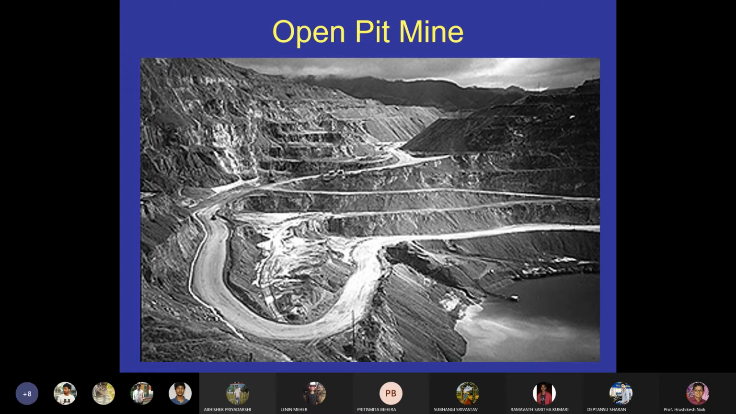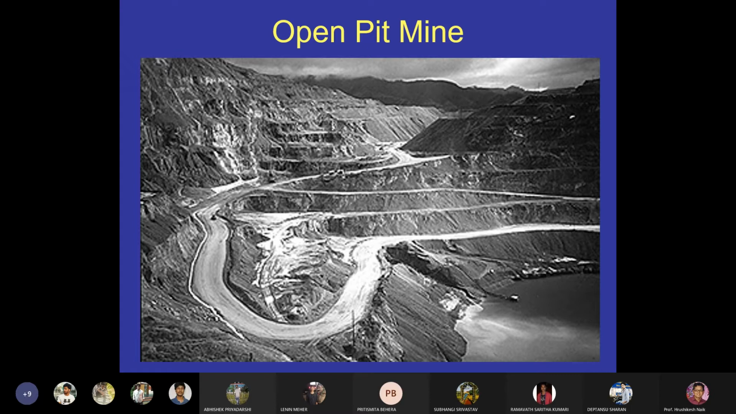This is the bottom of the pit. From the bottom of the pit, you may be having water. Maybe water is accumulated in the bottom of the pit. Therefore, with the help of a pump, the water is evacuated from the mine.